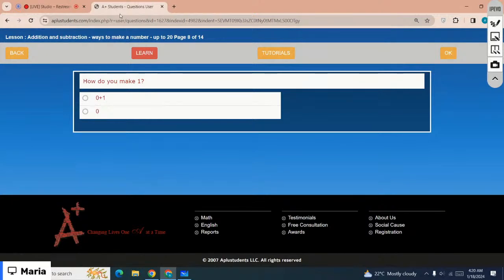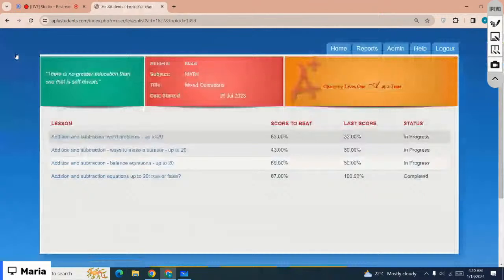Okay, you can complete the lesson by yourself later today. Let me just move on to the next lesson. The next lesson is addition and subtraction balance equations up to 20. Balancing an equation means you need to keep both sides of the equation exactly equal, right? Balance equation means both sides of the equation are exactly equal.